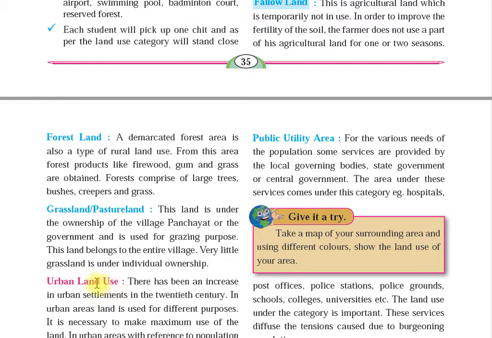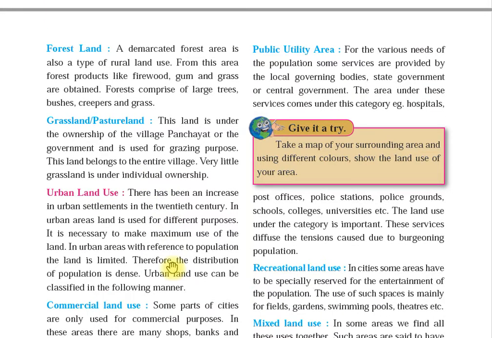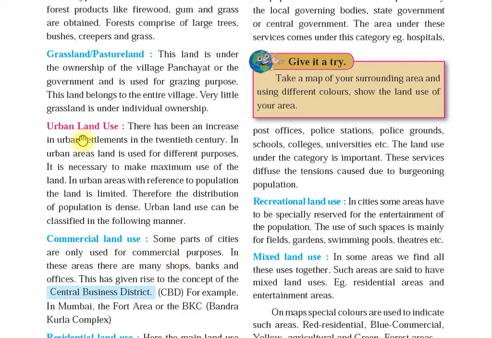So in your textbook, come to page number 36. So we'll start with urban land use. There has been an increase in urban settlement in the 20th century. So here in urban areas, the population has been increasing. In urban areas, land is used for many different purposes.